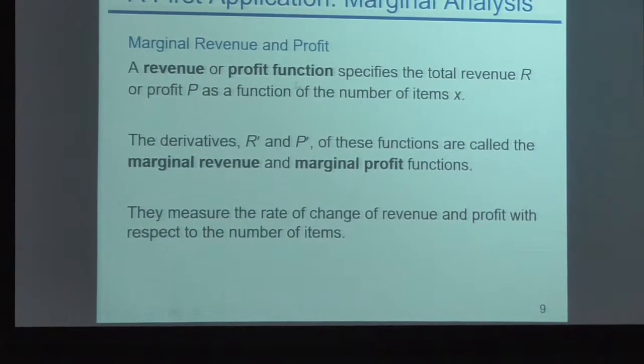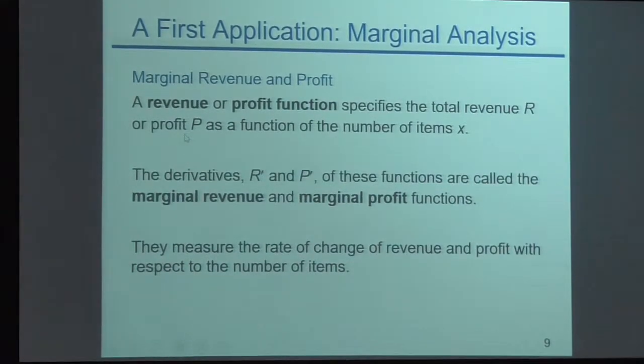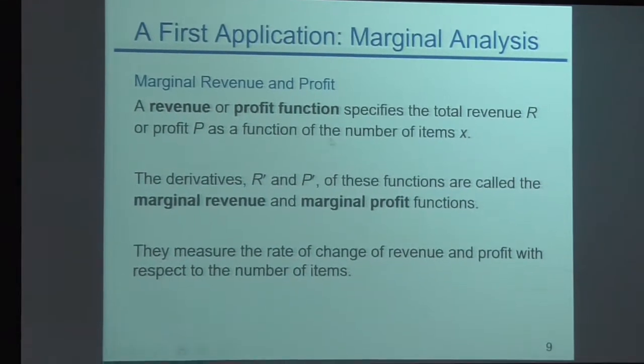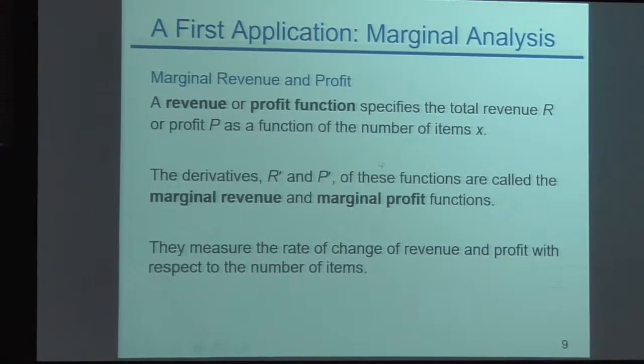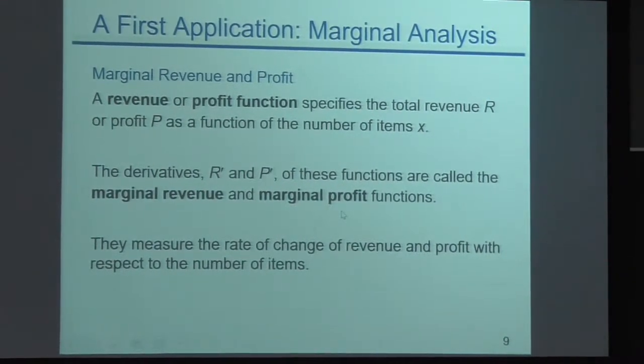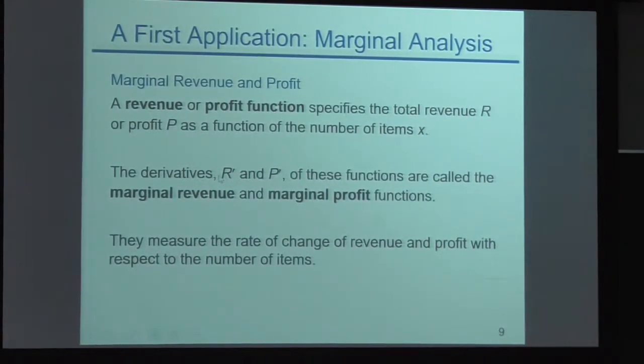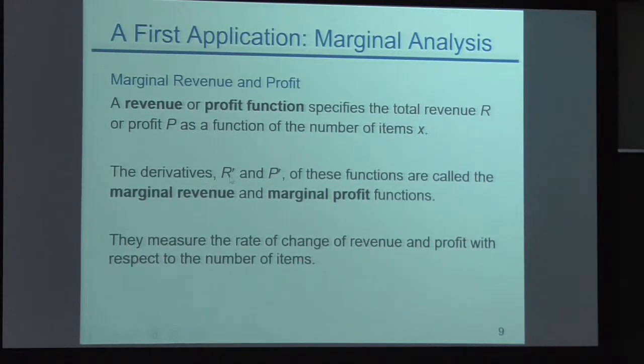A revenue or profit function specifies the total revenue or profit P as a function of the number of items x. So we can do the same thing for marginal revenue and marginal profit. So what does that mean, the same thing? It means you can take the derivative of revenue to get marginal revenue and the derivative of profit to get marginal profit. What is that? How do we interpret that? What is the meaning of marginal revenue, for example?